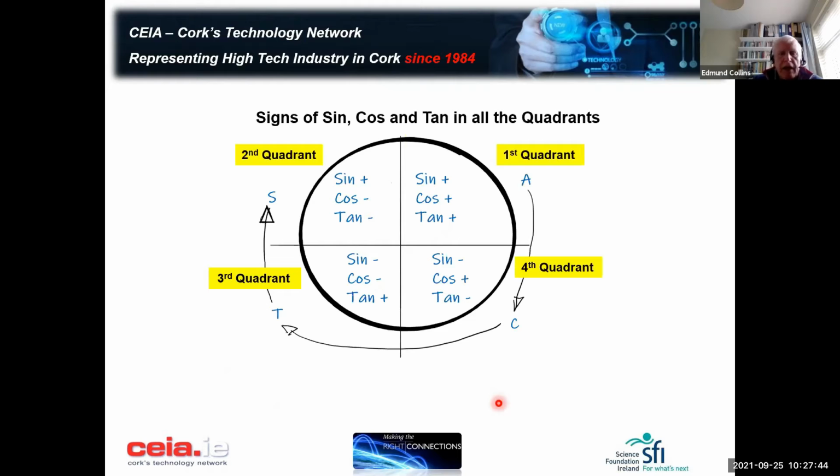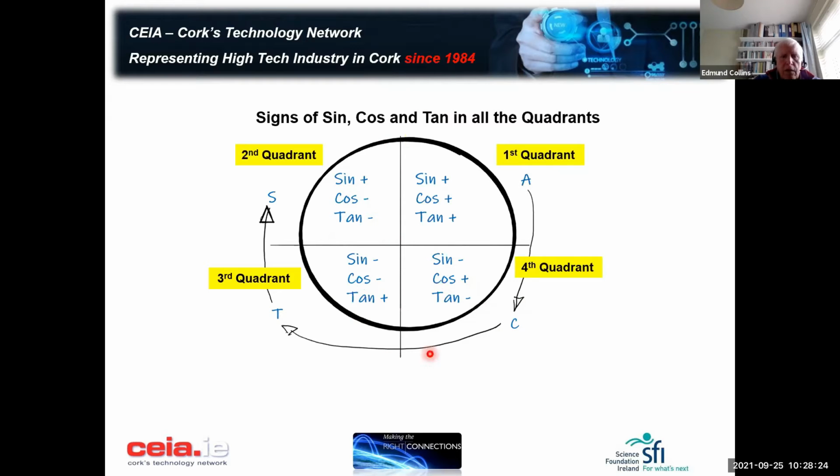Now, there's a lot to take in there, but there is an easy way to remember it, and that is using this acronym, ACTS. In this case, however, it's going in a clockwise direction, starting with the first quadrant here. So the A means that all the sine, cosine, and tan are positive. In the fourth quadrant, it means that the cosine is positive. In the third quadrant, only the tan is positive, and then in the second quadrant, only the sine is positive.